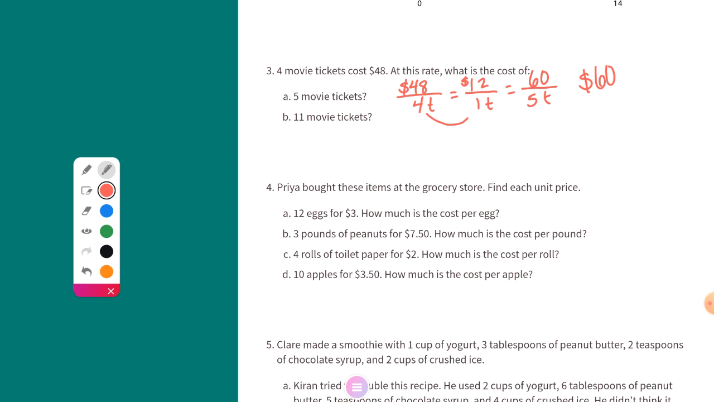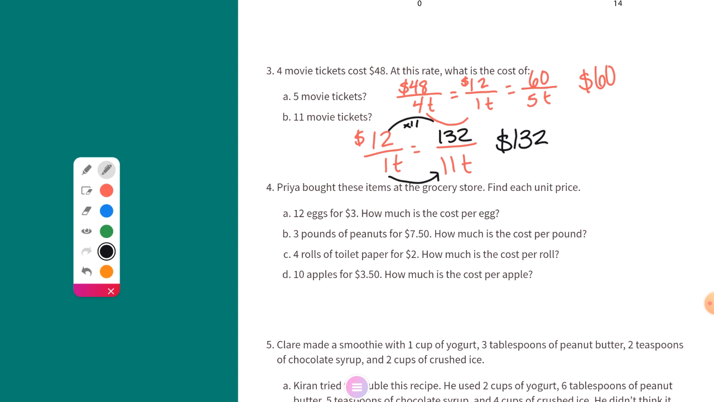For B, do I have to start all the way back with the original ratio? No, I've already done the work to get me to 12 to 1. And I'm trying to get to 11 tickets. Noelle, what can I do? You can divide it. How do I get from 1 to 11? You can multiply it by 11. So then what's 12 times 11? 132. So it would be $132 for 11 movie tickets.